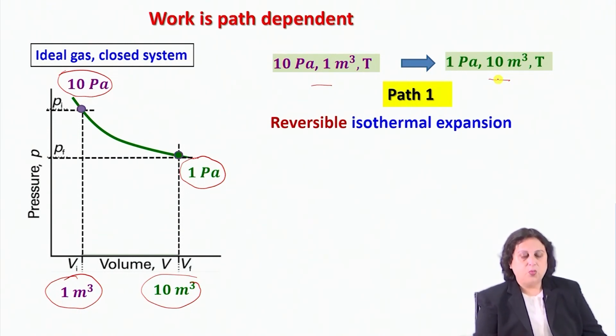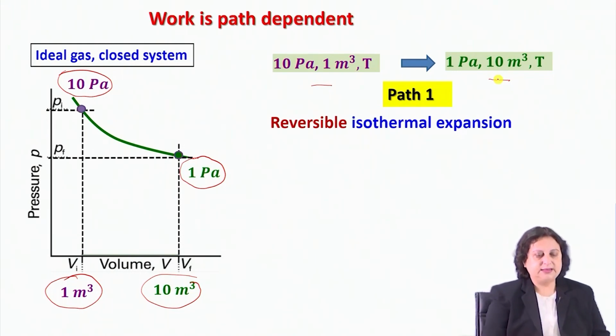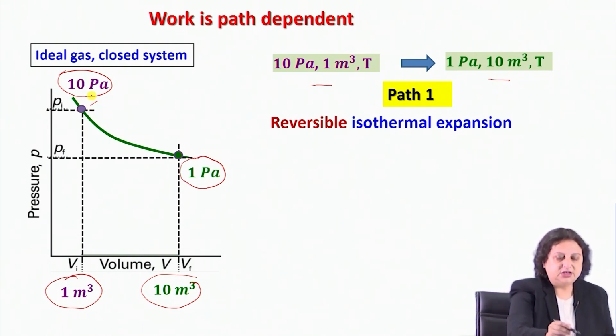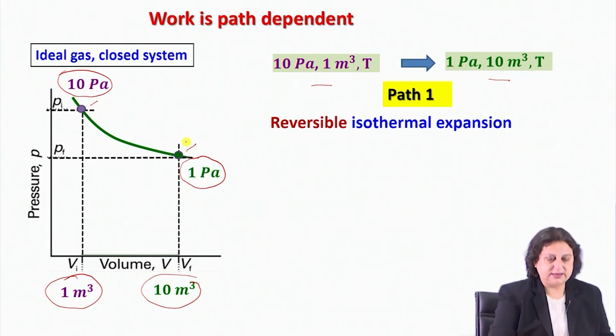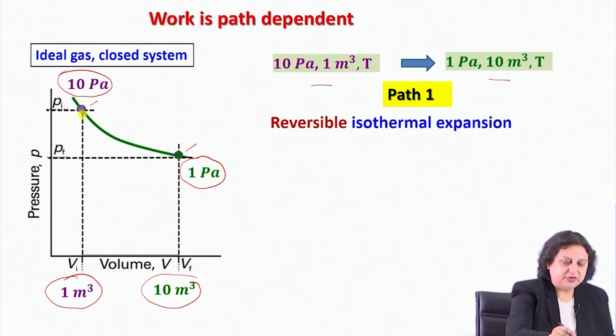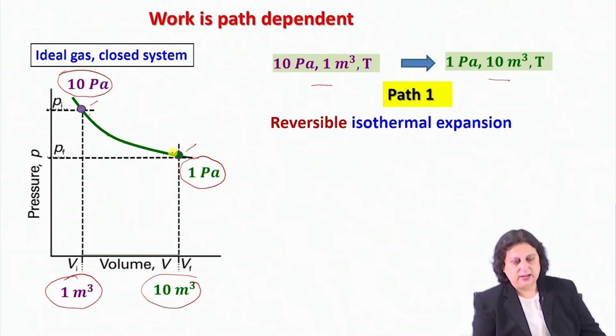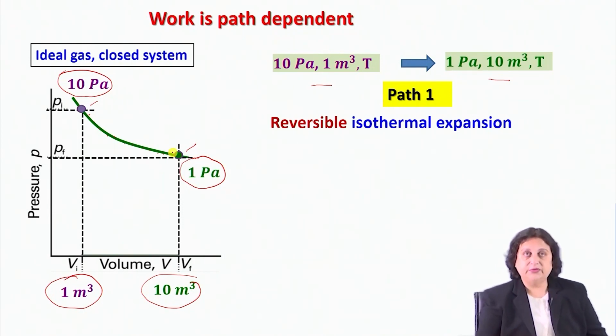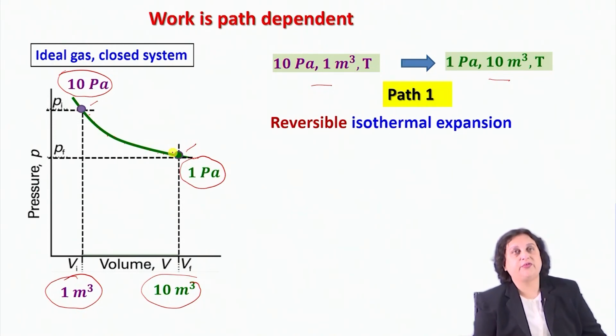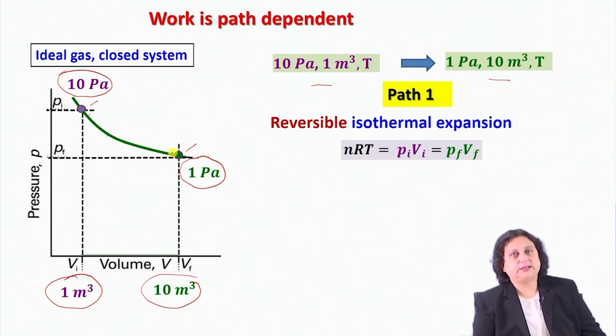Now I am going to devise the first path as a reversible isothermal expansion. And therefore, what I mean by this is that as I go from this initial state to this final state, my system will traverse along this isotherm as shown by the green curve. And my question is, can I find out the amount of work done as the system evolves from this initial state to the final state along the green curve? The answer is as follows.